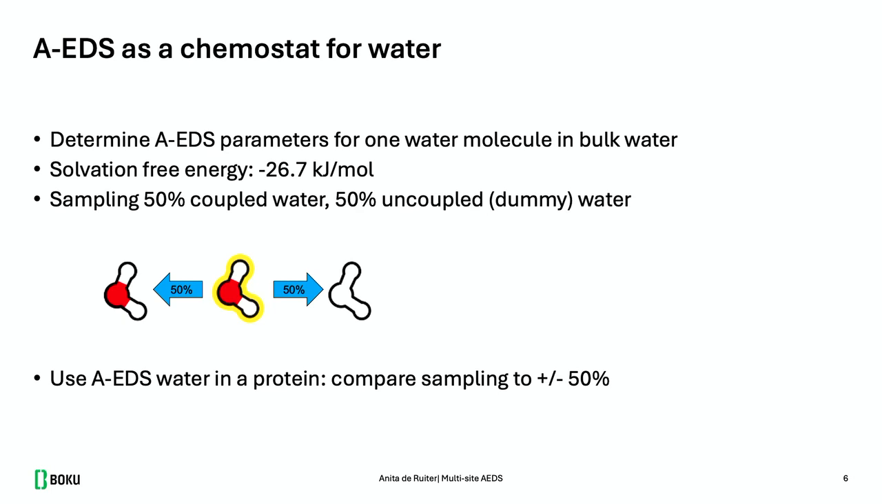So basically what we're going to do here is use AEDS as a chemostat for water. We determined the EDS parameters, so this Emin and Emax and the free energy offsets, for one water molecule in bulk water. So it's very simple. You get a solvation free energy, which makes sense. If we have searched for these parameters properly, then the sampling should be such that you have 50% as water and 50% as dummy atoms. Then we can use it in the protein and see if we have more or less of this water present.